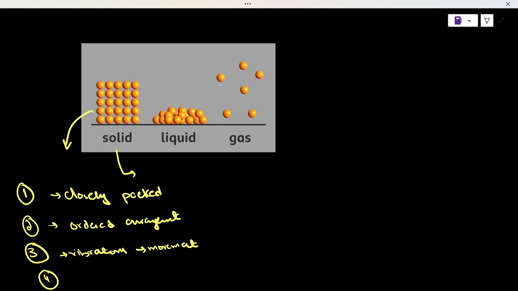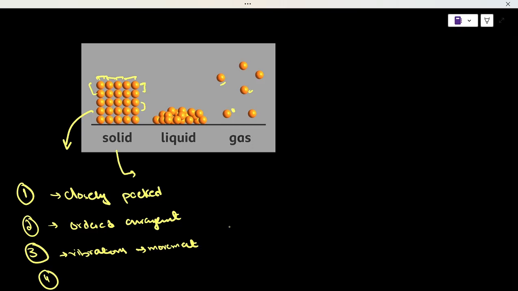Now, what is forces of attraction? Basically, between the particles that you see here in a solid, between these two particles, like this, and like this, they have something that we call the forces of attraction. That's what's keeping them together. So these two particles are together because they have very strong forces of attraction.